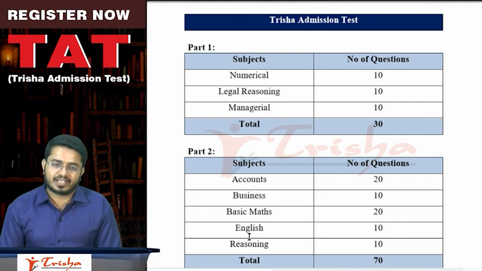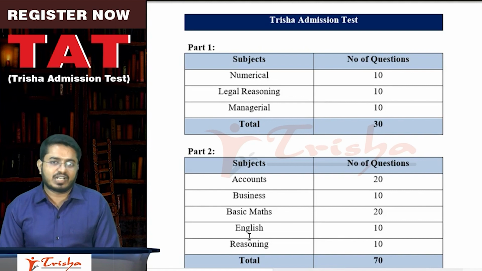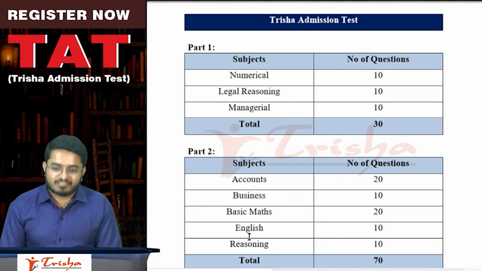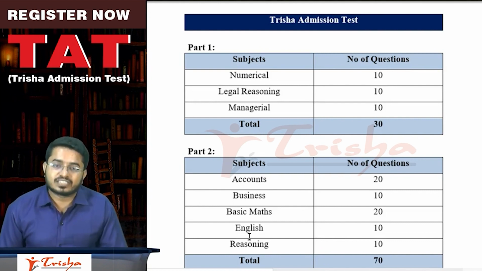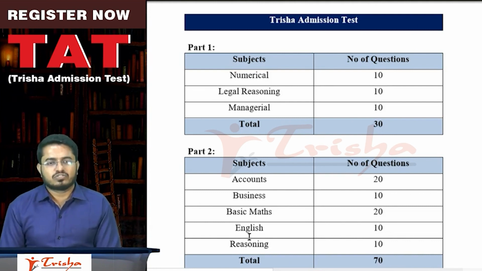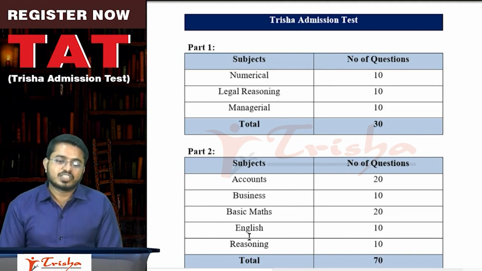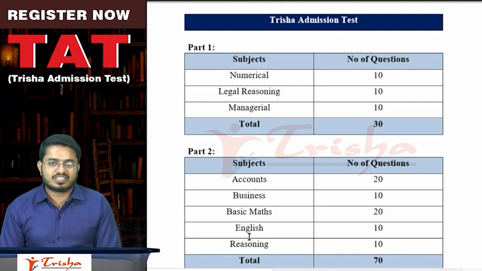You'll be given a full paragraph, and based on the paragraph, there will be further questions that you'll have to solve. And once again, there will be 10 questions with regards to reasoning. Once again, it may consist of direction questions. It may be relation-based questions, and so on and so forth. So you'll have 70 questions in part two and 30 questions in part one, as I've already told you.